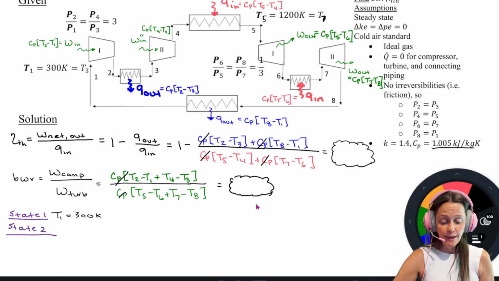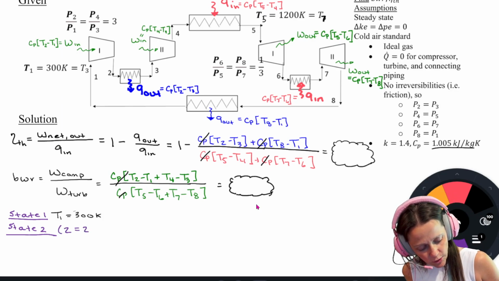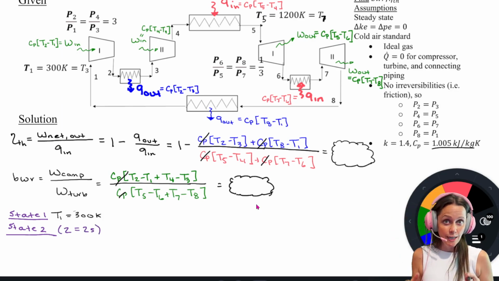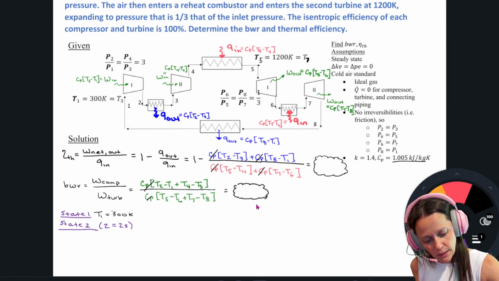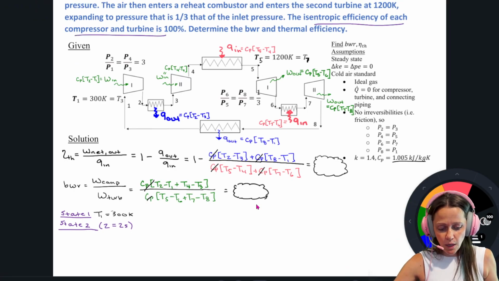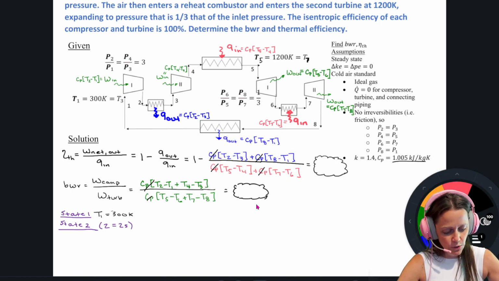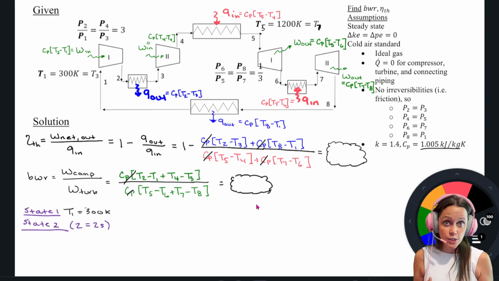All right. Now, lucky enough for us, state 2 and state 2s are exactly the same, because my isentropic efficiency is 100%. How do I know that? Because they told me. The isentropic efficiency of the compressor and the turbine, both of them, is 100%. So I don't need to worry about using an isentropic efficiency equation.